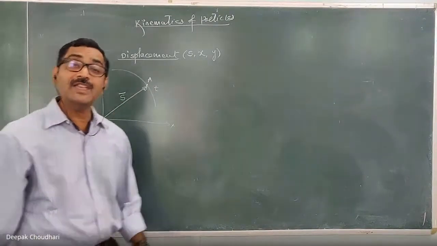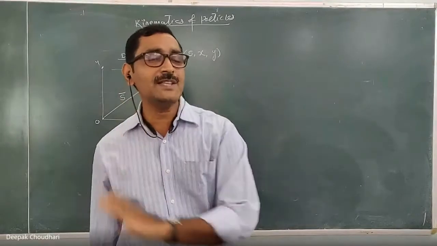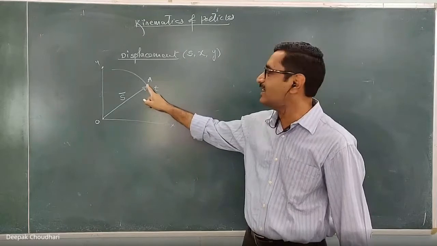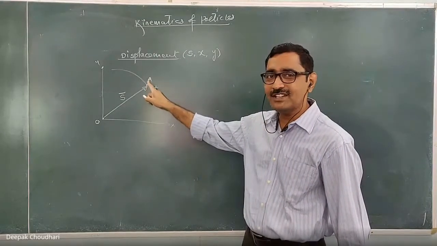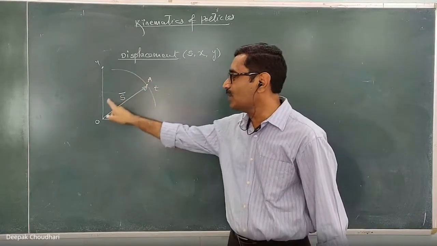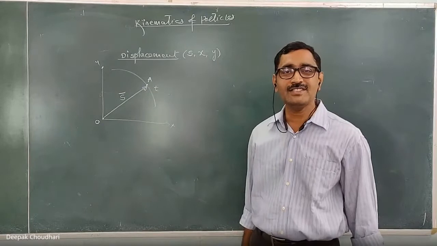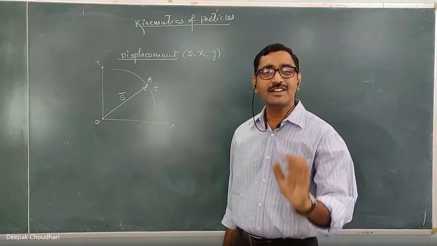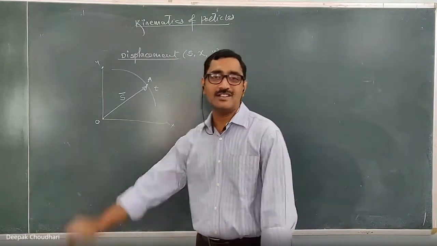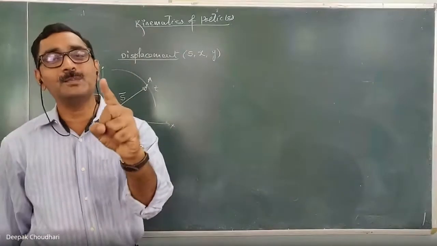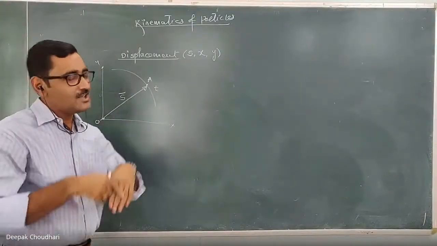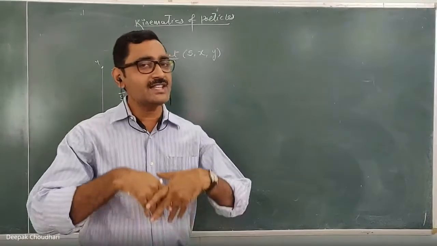So if anybody asks to define displacement, displacement is nothing but the instantaneous position of the particle at any instant of time t with respect to the origin. Displacement is nothing but a position vector with respect to some origin. Whenever you want to express the displacement, you always have to consider it with respect to origin. Without origin, the displacement has no meaning.